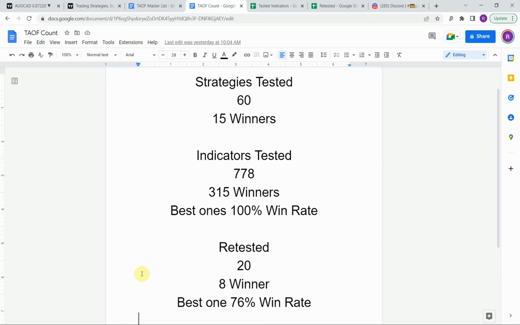We've also retested in the advanced testing 20 of the winning indicators. 8 of them have been able to maintain the winning status. The best one, a 76% win rate. And keep in mind that we test most of these strategies and indicators on the Forex and crypto market, but they can be applied to just about any market and time frame universally.